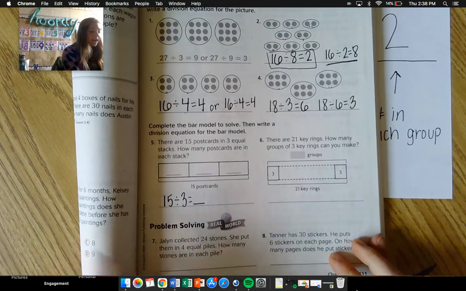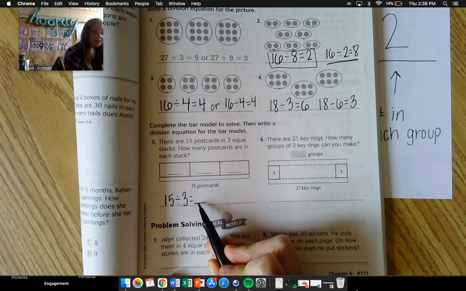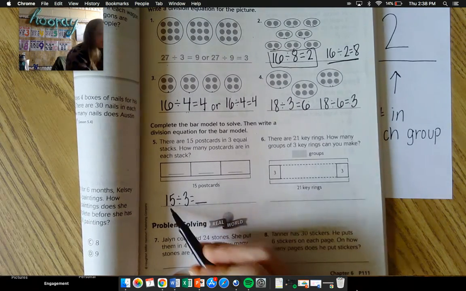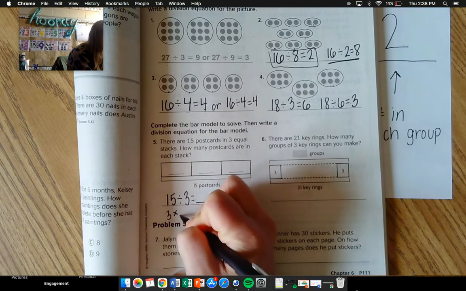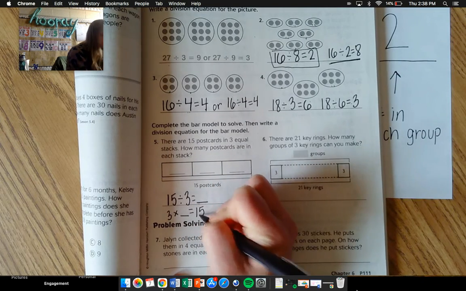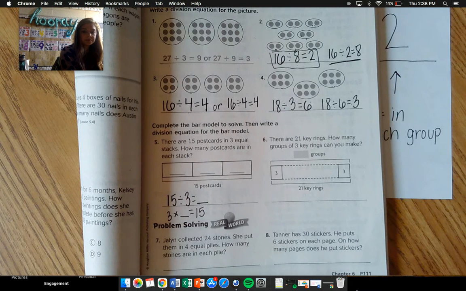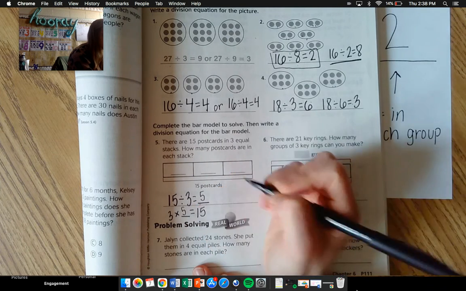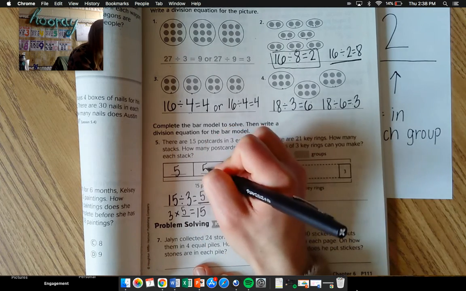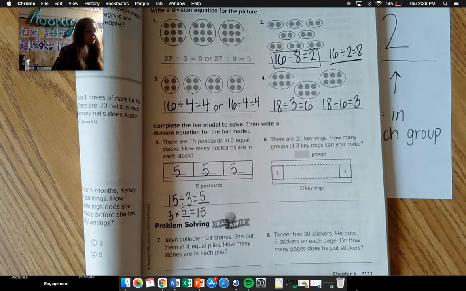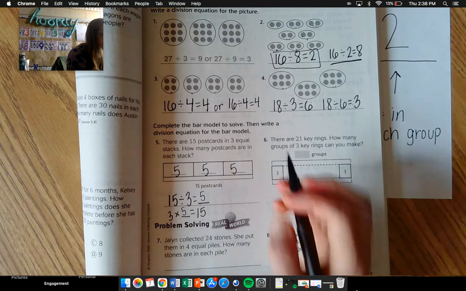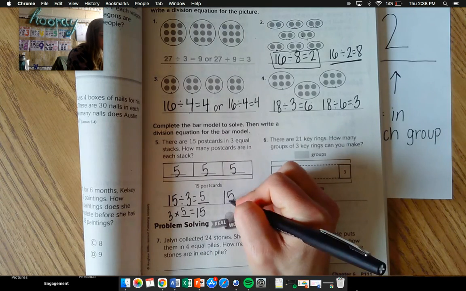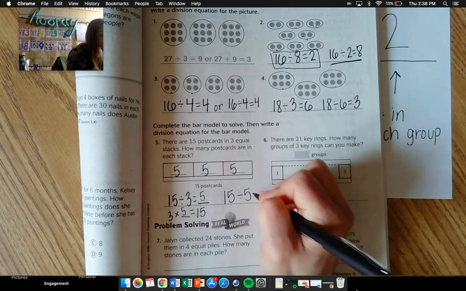But I know that 3 times this number is going to equal 15. So 3 times what equals 15? If you're thinking 5, you are correct. 3 times 5 equals 15, which means that there are 5 postcards in each stack. 5, 10, 15. The related fact, if we just switch around the 3 and the 5, would be 15 divided by 5 equals 3.